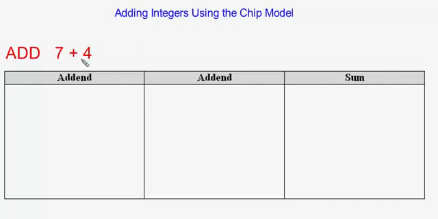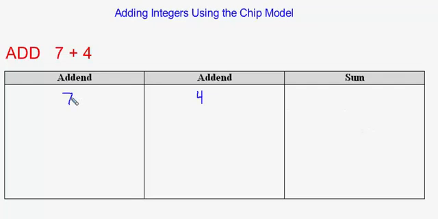In this problem, we are to add integers, and I'll be using the chip model to show how this is done. My first example is to add the numbers 7 and 4, making the first addend the number 7, the second addend the number 4, and we'll be finding the sum over here.